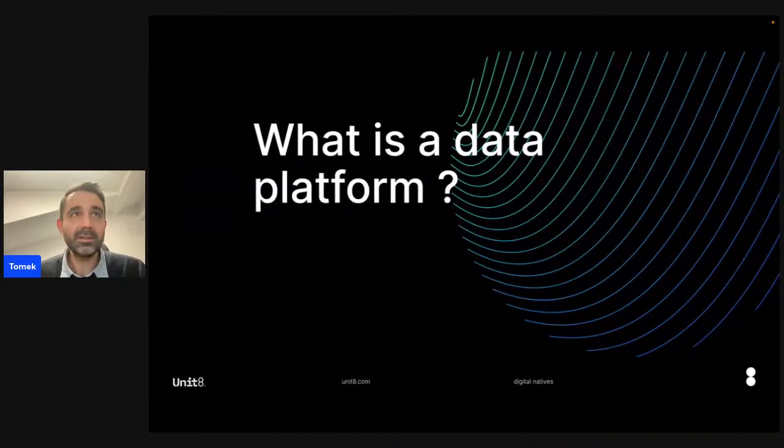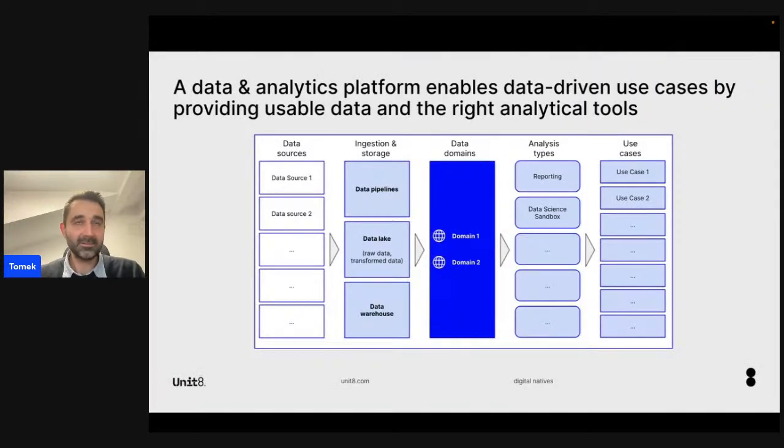But before we talk more about how you actually go about controlling your costs on your data platforms, let's quickly have a look at what actually a data platform is. It's not very easy to answer this because this is a wide topic and different companies use their data platforms for various things. But one of the ways to think about data platforms would be that they are the tools that enable data-driven use cases by providing access to usable data and right tools to build analytical use cases on top of them.